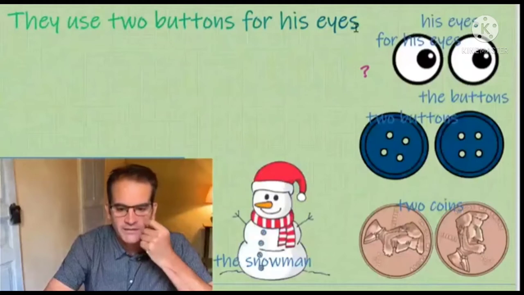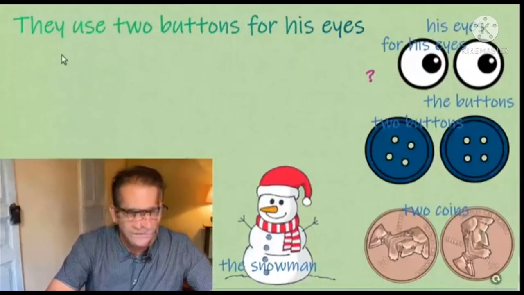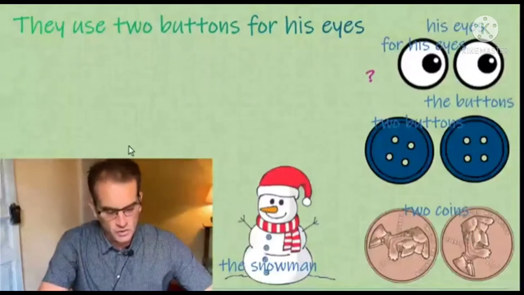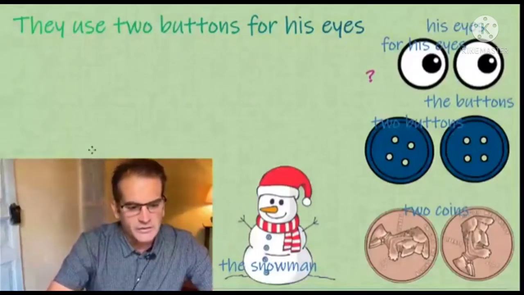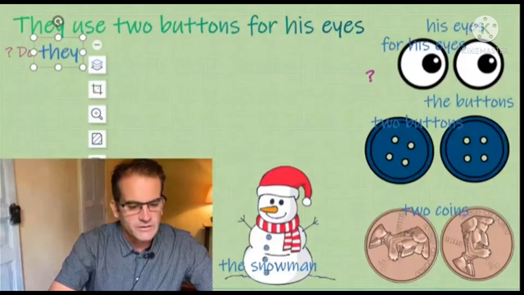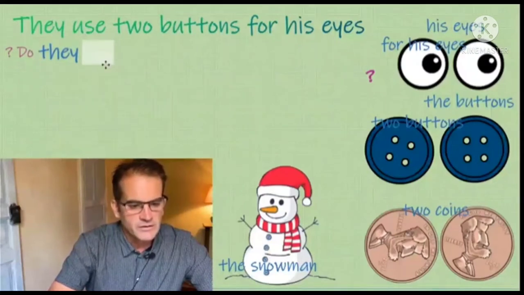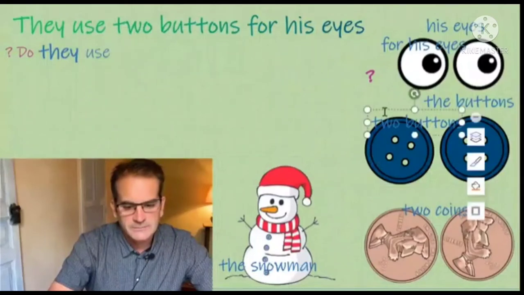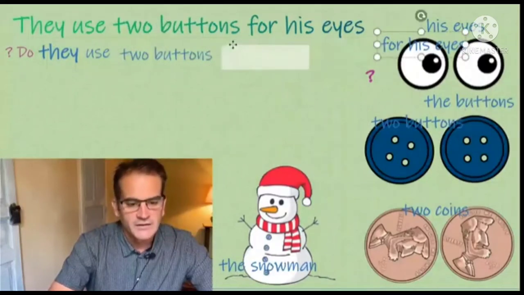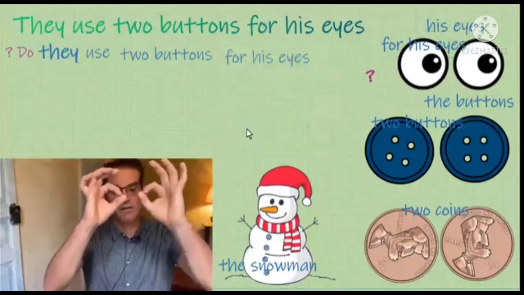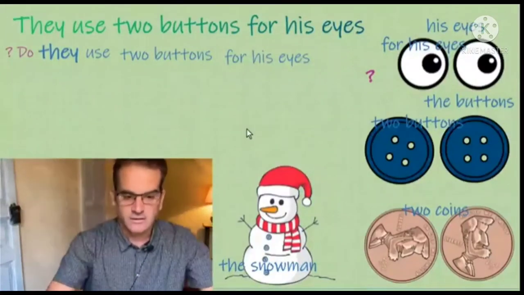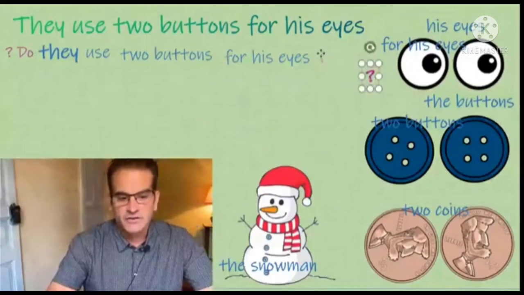Okay, so they use two buttons for his eyes. Okay, they use two buttons for his eyes. So question, do Jack and Jane use two buttons for the snowman's eyes? Yes, they use two buttons.